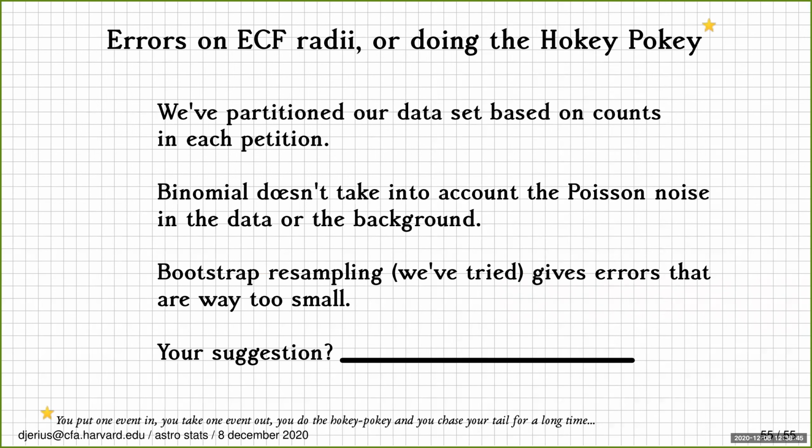So this is the part where moving the count from one side to the other of that line, that partition, can change where the radius is. But I've tried bootstrap resampling, saying, okay, here's an observation, I will take some out, replace the sampling, and see what happens. And what you end up with is the errors on the radii are minuscule. They don't make sense. They don't match what we think we know about the Poisson noise.